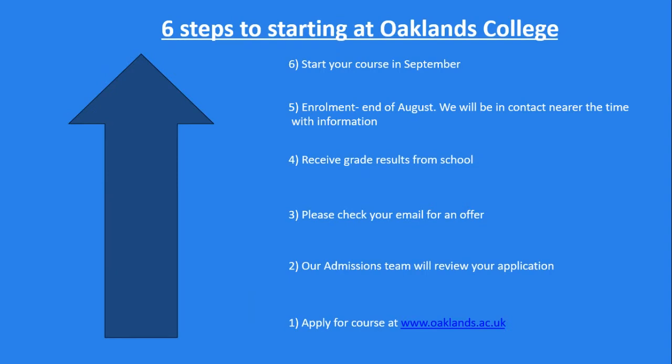So some steps to you starting at Oaklands College. You need to apply for your course, which can be done on our website. Our admissions team will then review your application, so please do keep checking your emails for your offer email. You'll then receive your grade results from school, and then we will do our enrolment around the end of August. We will be in contact nearer the time with more information. And the last stage is you starting your course with us in September.